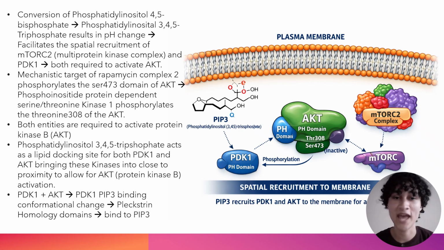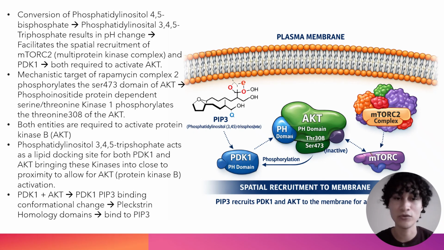Okay, and when you get a lot of conversion of PIP2 into PIP3, or phosphatidylinositol 3,4,5 triphosphate, in the lipid membrane, you get a pH change, and that pH change facilitates a spatial recruitment for two particular proteins that are really important in activating protein kinase B. So the first one, of course, is your PDK1, and the second one is called the mTORC2, which I didn't mention in the previous slide.